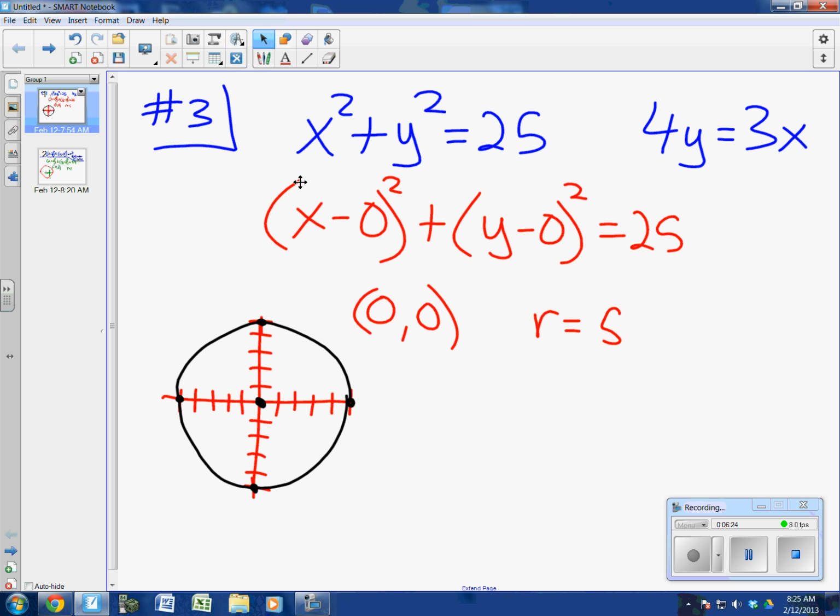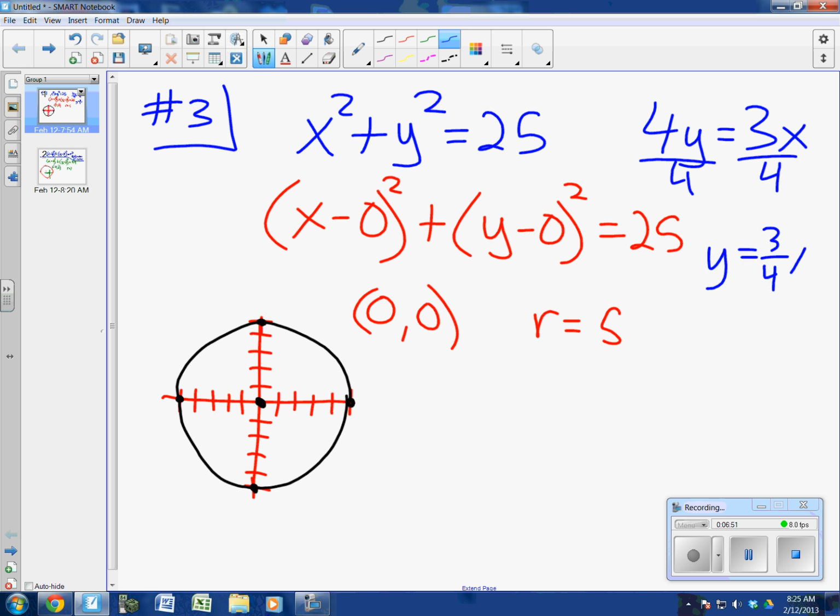Now, I'm not asking you to do this one by graphing, but I wanted to give you a picture of it. That's why I'm doing it this way right here. And then we'll go ahead and graph it. I'm going to show you why graphing doesn't work. Okay, let's go look at the second equation. 4y equals 3x. What kind of equation is this? It's a linear. So what would I do to graph it? Divide by 4. And I would get y equals 3/4 x.